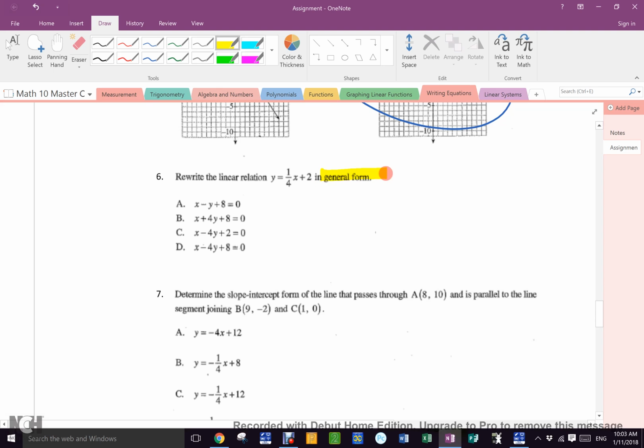Okay. General form. What is the key to general form? What isn't allowed? No fractions, no brackets. X has to be positive. Are there brackets? Nope. Are there fractions? Yeah. So I got to get rid of that fraction. How do I get rid of a divided by 4? Multiply everything by 4. What happens to the 4s? They go away. X plus what?